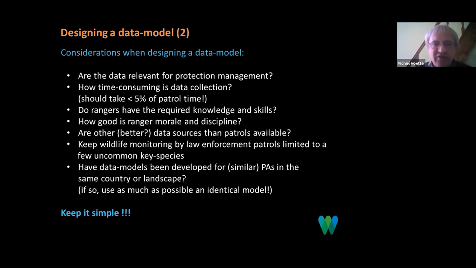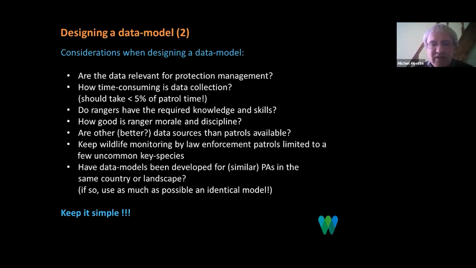It's important to check if the rangers have the required skills to collect the data that you ask them to collect. To give an example, if you ask them to document visual observation of golden eagles and black vultures, then this only makes sense if you're sure that the rangers have the capacity, the skills, to distinguish black vultures from golden eagles. If not, you have to do additional training.